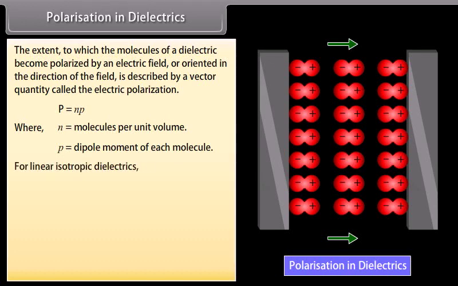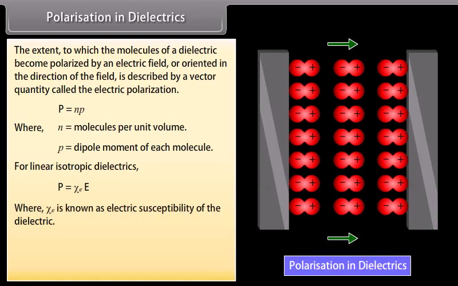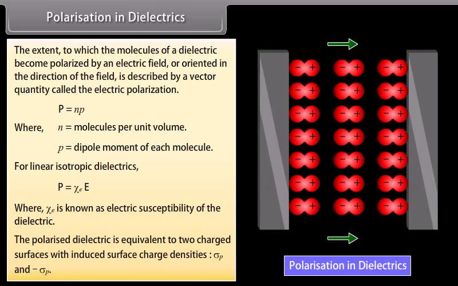For linear isotropic dielectrics, P is equal to the product of chi and E, where chi is known as the electric susceptibility of the dielectric. The positive ends of the dipoles remain unneutralized at the right surface and the negative ends at the left surface. The unbalanced charges are the induced charges due to the external field. The polarized dielectric is equivalent to two charged surfaces with induced surface charge densities, positive sigma P and negative sigma P.